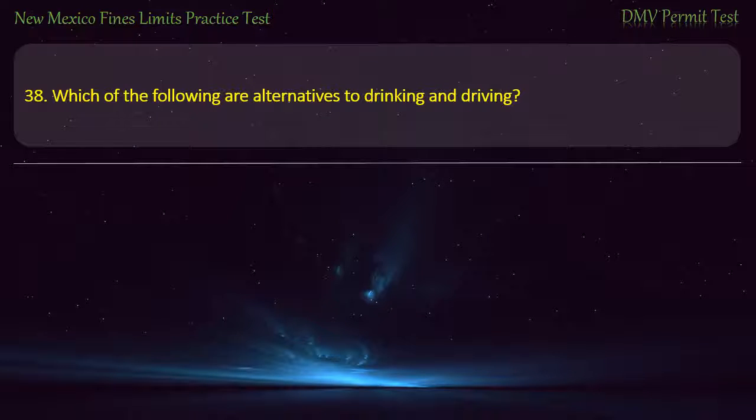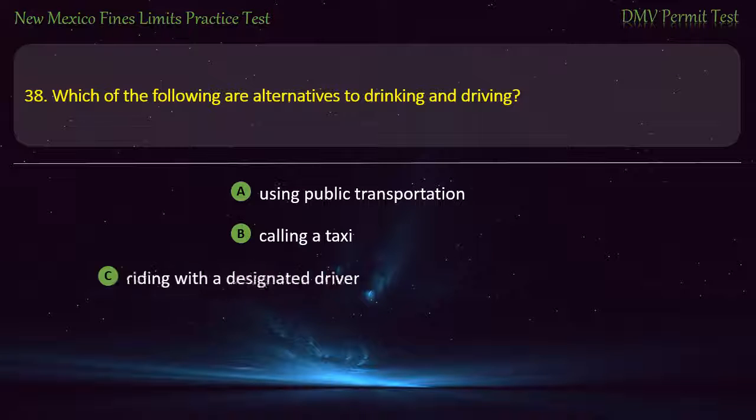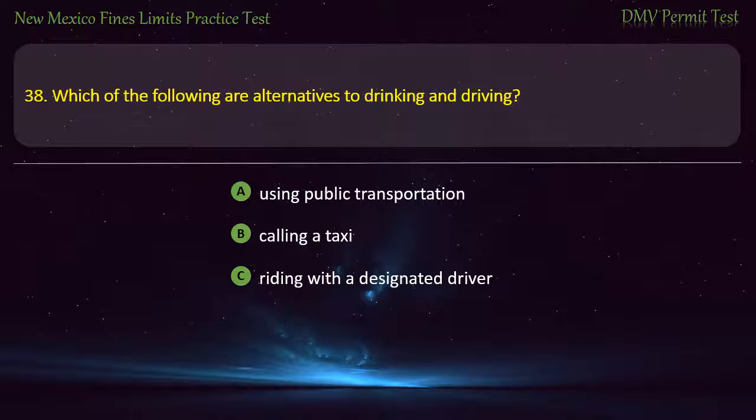Question 38. Which of the following are alternatives to drinking and driving? Using public transportation. Calling a taxi. Riding with a designated driver. All of these answers are correct. Answer. All of these answers are correct.